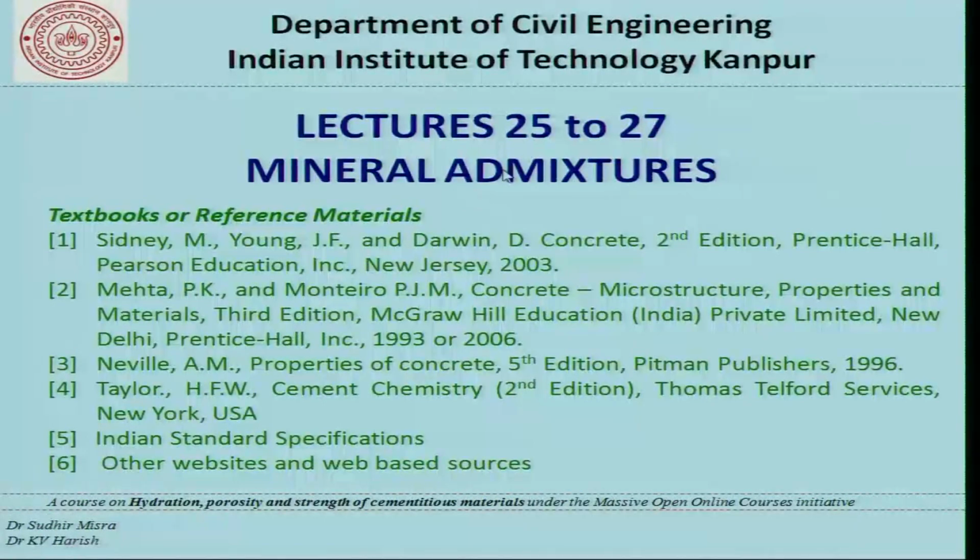Again, the lectures 25 to 27 cover mineral admixtures. In the last 2 lectures, 23 and 24, we have seen an introduction to mineral admixtures. We have seen different types of mineral admixtures, such as the industrial byproducts, which are also called artificial pozzolans. We have also seen different types of natural pozzolans. Obviously, for this course we have only industrial pozzolans, and we will see only fly ash, silica fume and slag.